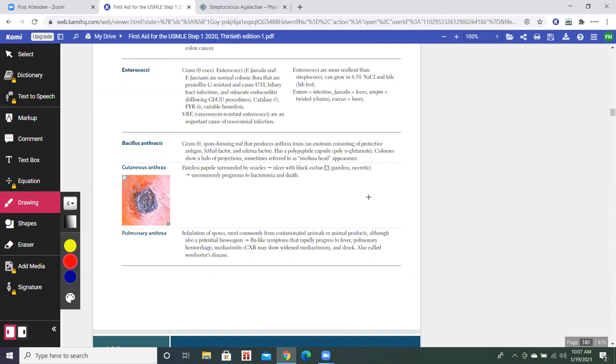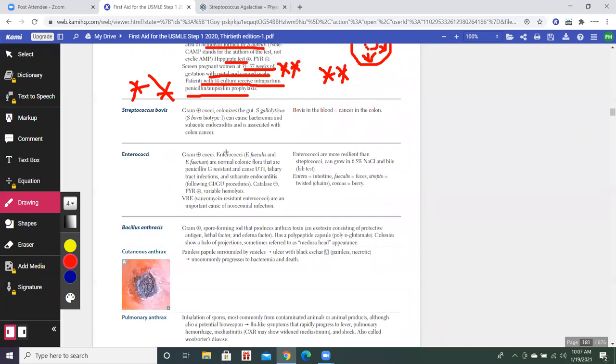Always remember that these streptococcal organisms that are gamma hemolytic will always grow on bile. So both of them are bile soluble. Streptococcus bovis is gram positive. They will colonize the gut, and Streptococcus gallolyticus is the type of Streptococcus bovis which can cause bacteremia and subacute endocarditis, and it is associated with colon cancer.